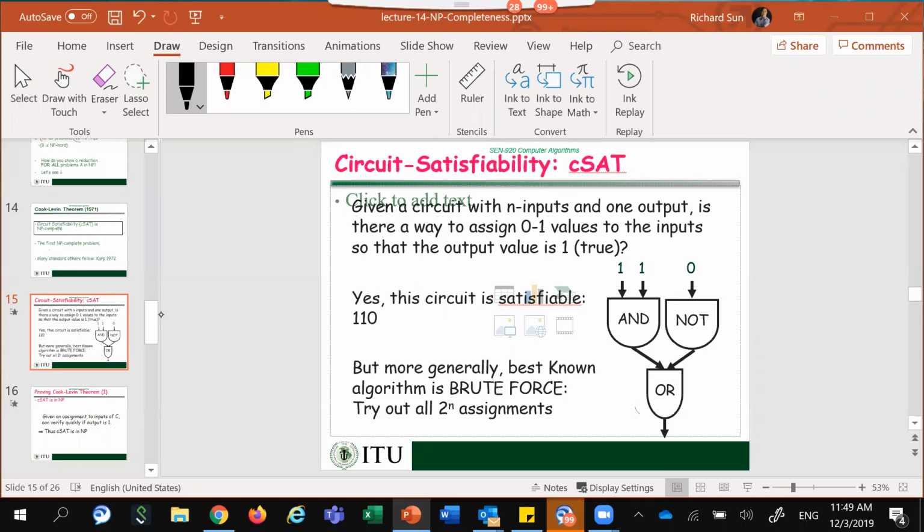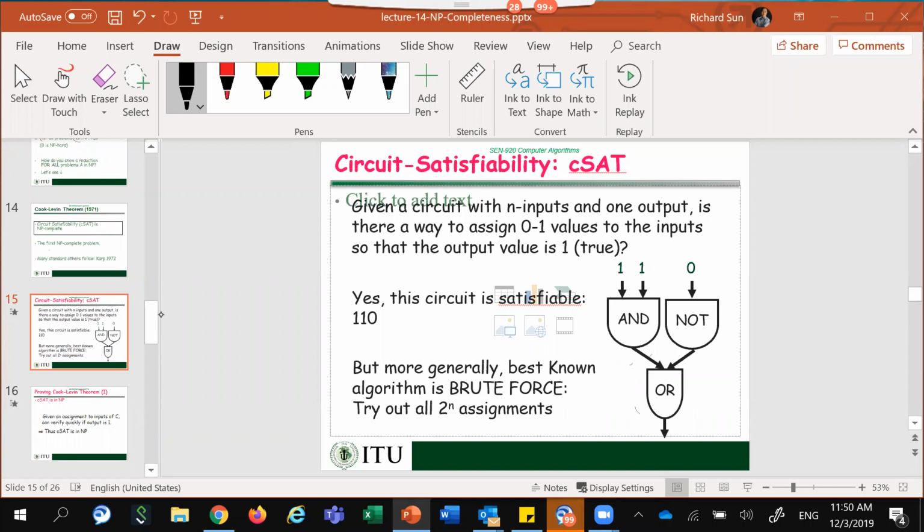The question is, I give you such a Boolean network with N inputs. Can you find a way to assign the N inputs to be either 0 or 1 such that the resultant output is equal to 1? That's called the circuit satisfiability problem. In this example, if you make this input 1, through the AND gate this output is 1. Now this input is 0, so NOT of 0 is 1. So 1 and 1 goes through the OR gate and is also 1. So 1, 1, 0 is an assignment that can make the output equal to 1.